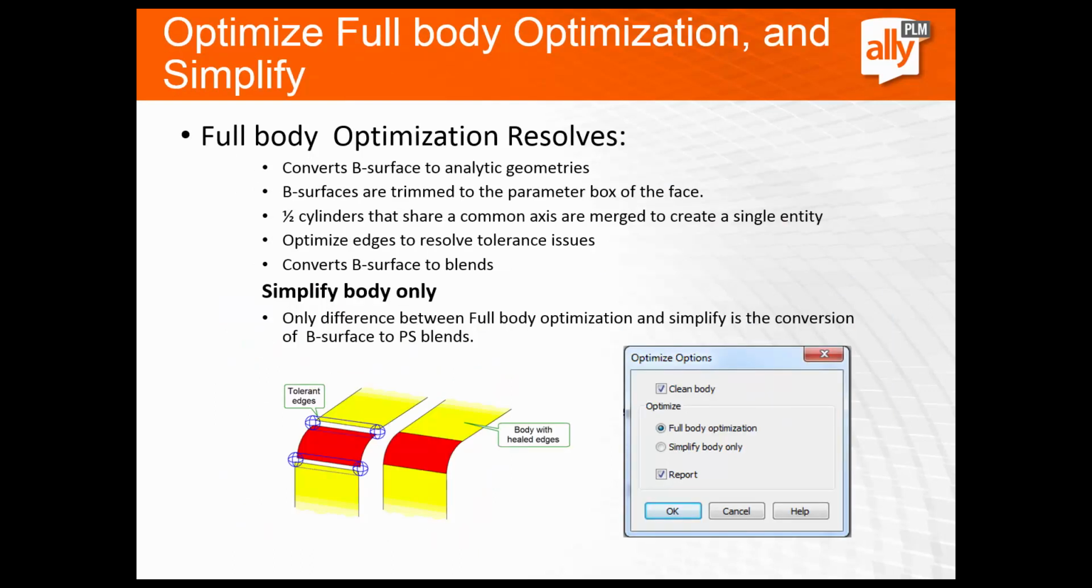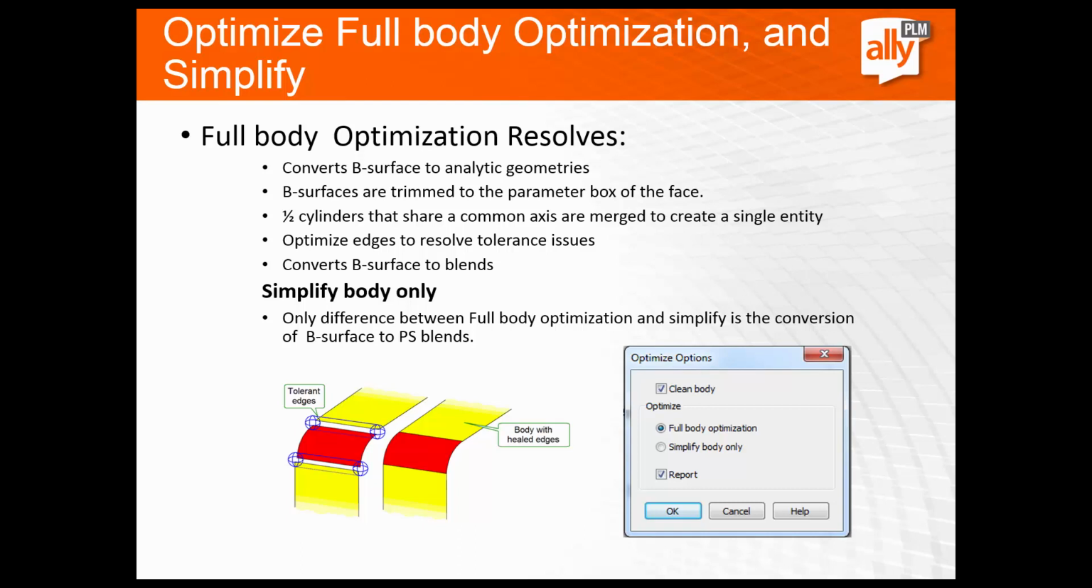The other two options in our optimize options window are the full body optimization or simplified body only. With full body optimization, this resolves B surfaces and makes them analytic geometries. They're also trimmed to the parameter box of the face. Any half cylinders that share an axis are merged together to create one single cylinder. We can also optimize our edges to resolve those tolerance issues that got highlighted earlier when we turned the option on in the command bar, and we can also convert those B surfaces to actual blends so that we can edit them.